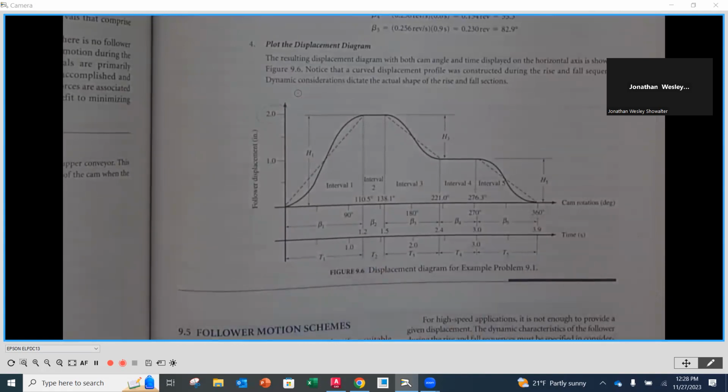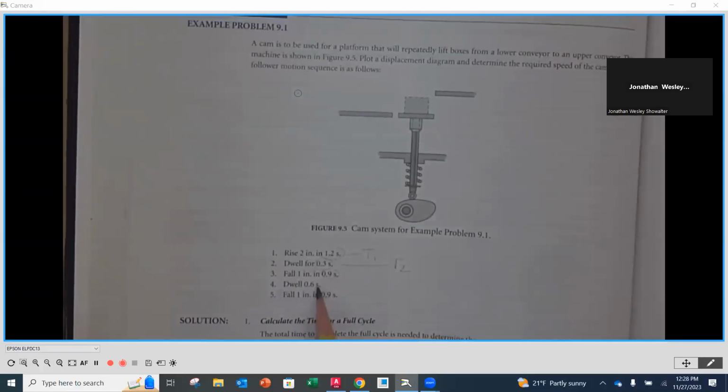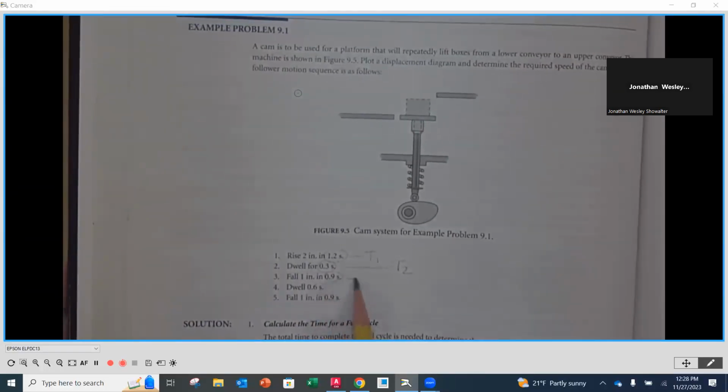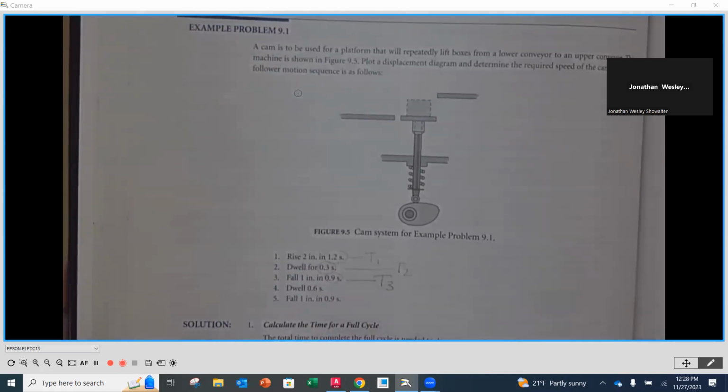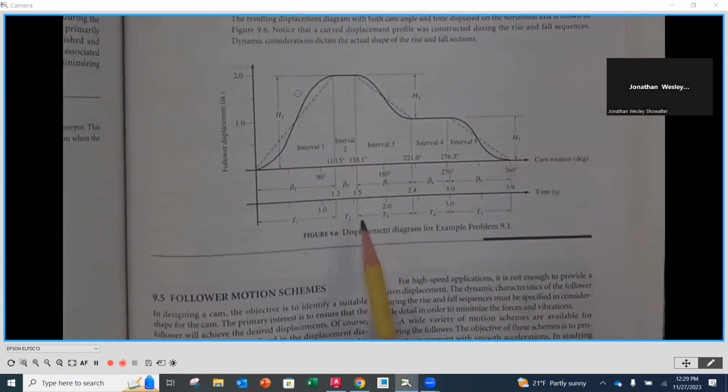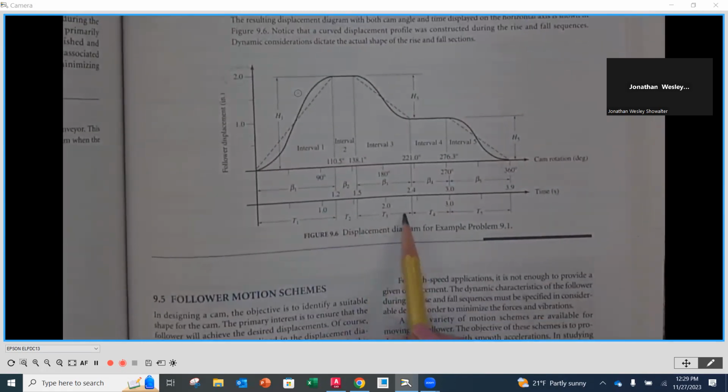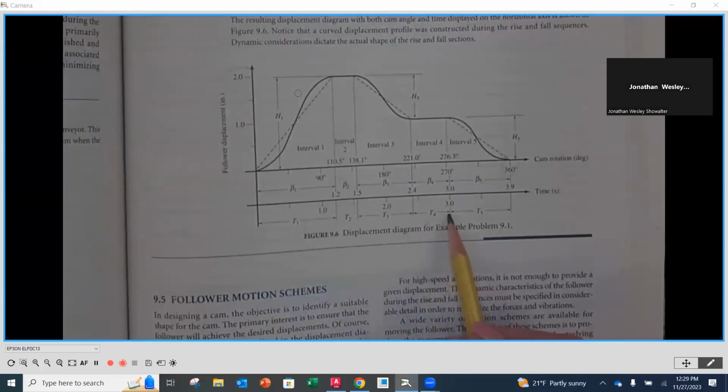We're going to dwell. That means we're going to stay in the same spot for a little bit. And then once we've stayed in that one spot, now we're going to fall. That's going to be our T3. We're going to fall for 0.9 seconds. So as we go here, T3, we're going to fall 1 inch during that time frame. Then we're going to dwell again. That's T4. And then when we fall the rest of the way, we're going to be at T5.